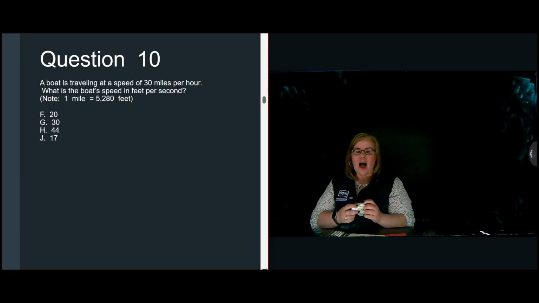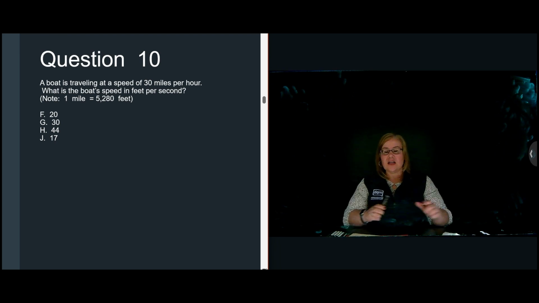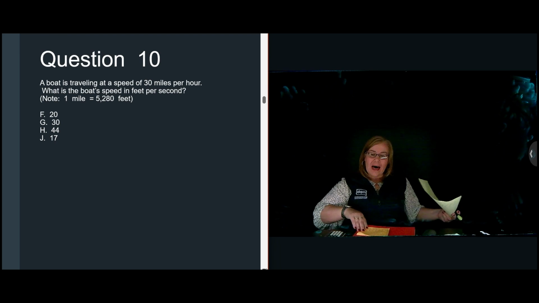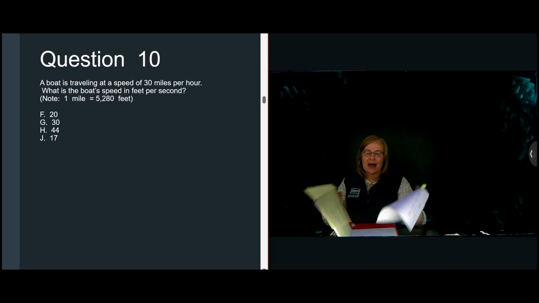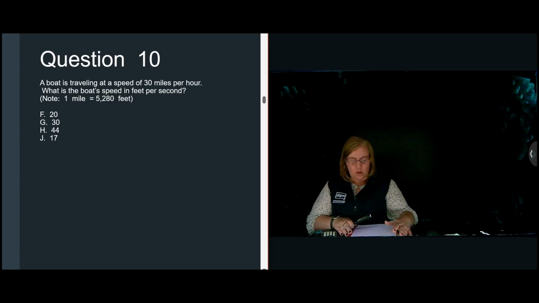There we go. All right. A boat is traveling at a speed of 30 miles per hour. What is the boat's speed in feet per second? Noting that 1 mile equals 5,280 feet. So this is what we need to do. We are looking to see what my possible answer could be. So let's go ahead and look at this. I've already done my notes, so I'm going to show you what we've got.